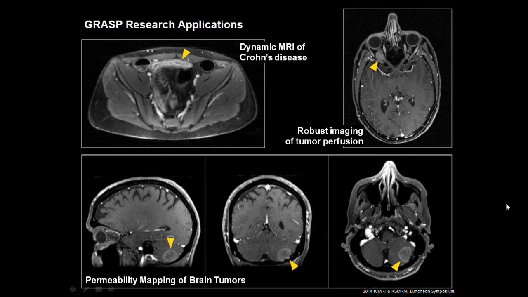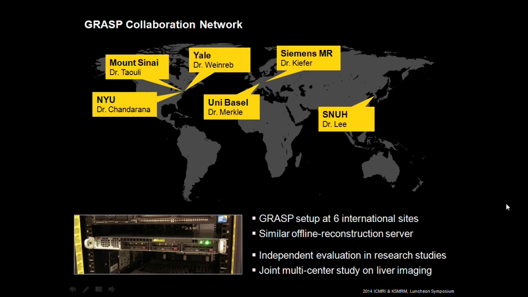Now, of course, it is always a bit problematic if only a single research site does the evaluation of such a new imaging technique. And therefore we also created a collaboration network, so far with 6 international sites, which you can see on the slide here. And all these GRASP collaboration sites invested into such an offline reconstruction server, and they have an installation of the GRASP software. And they are now independently evaluating the GRASP technique in their own research studies.